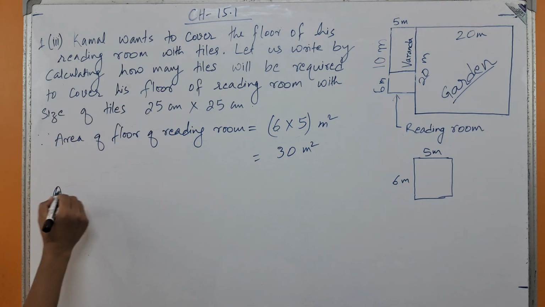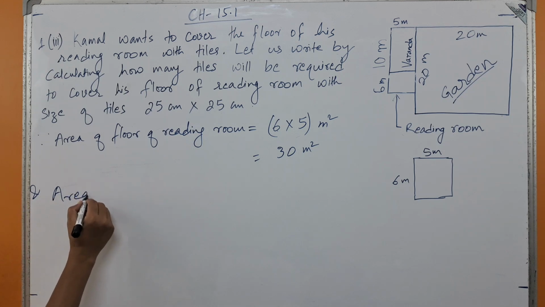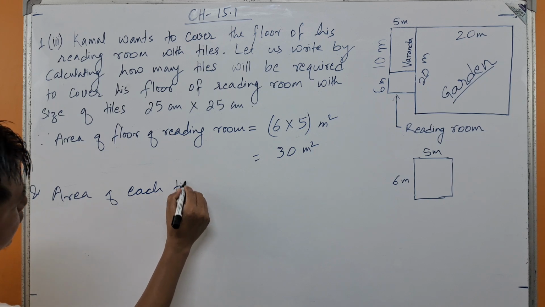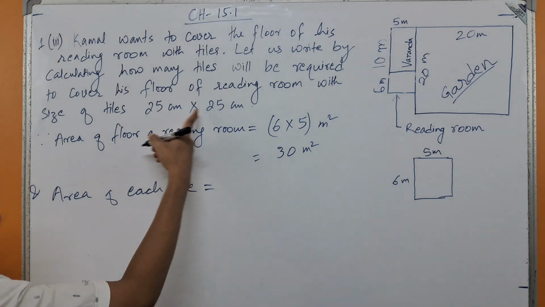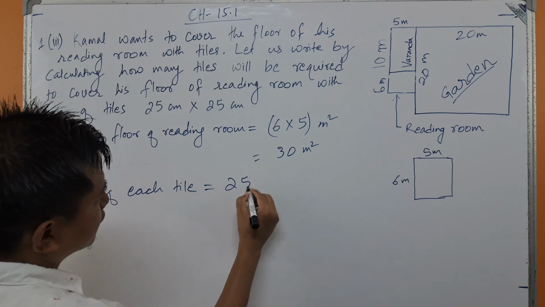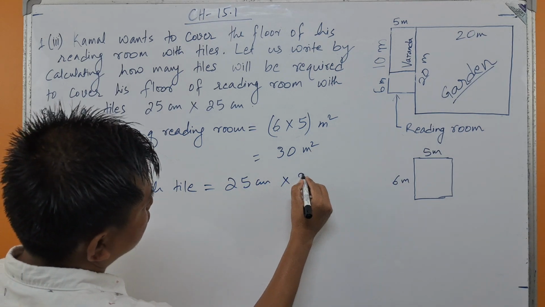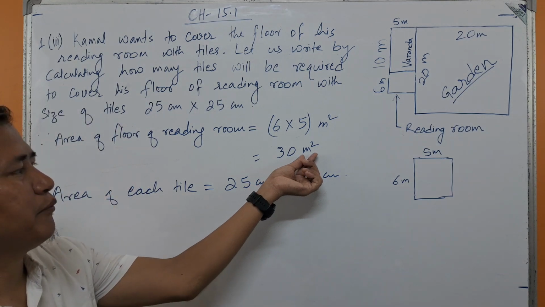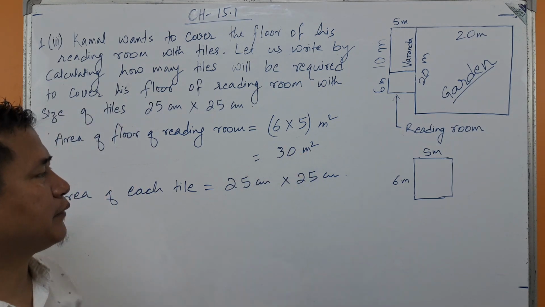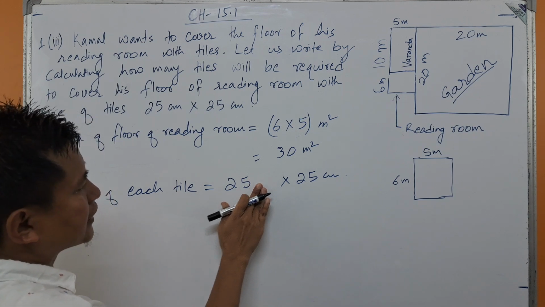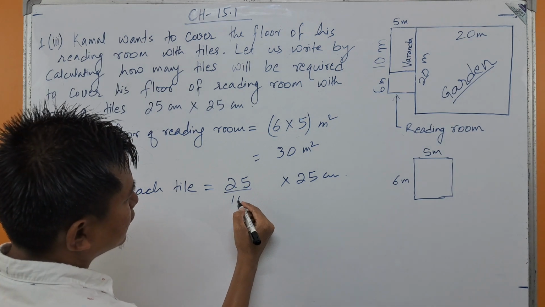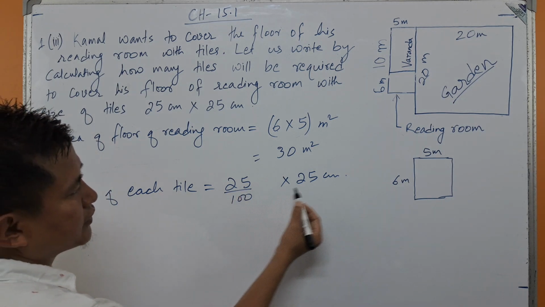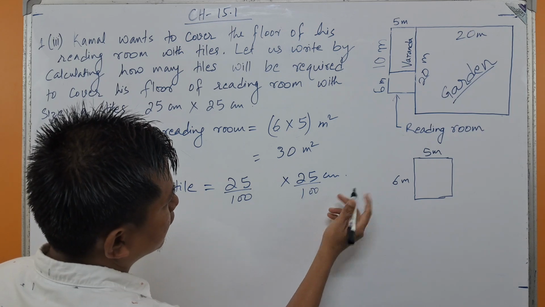Now area of each tile equal to 25 centimeter into 25 centimeter, isn't it? So we have centimeter here, but we have meter here. So what we do is we make the same unit. If we divide centimeter by 100, we convert into meters. Now 25 upon 100 becomes meter, and this also 25 upon 100 will become meter.